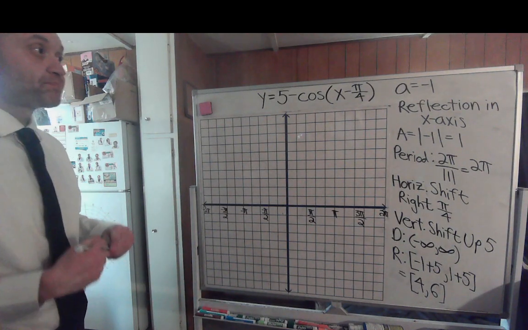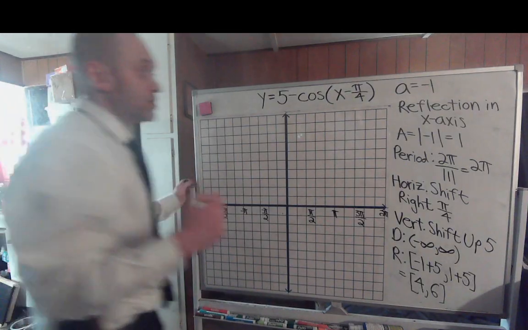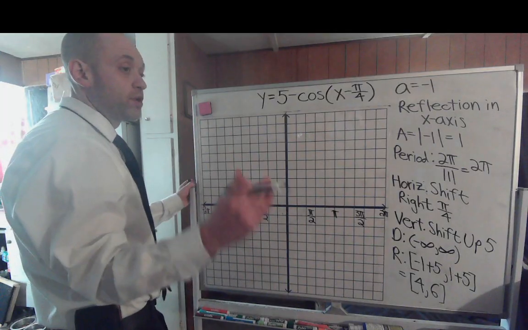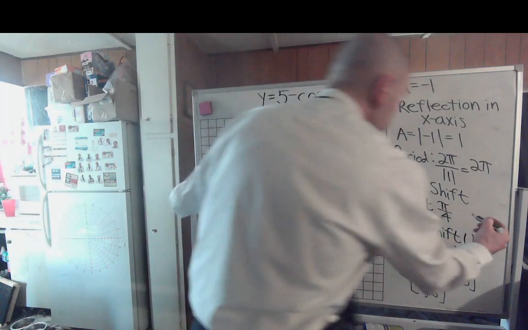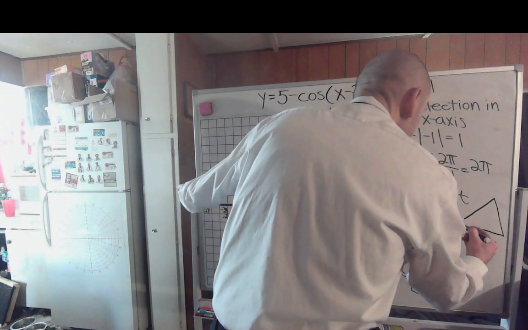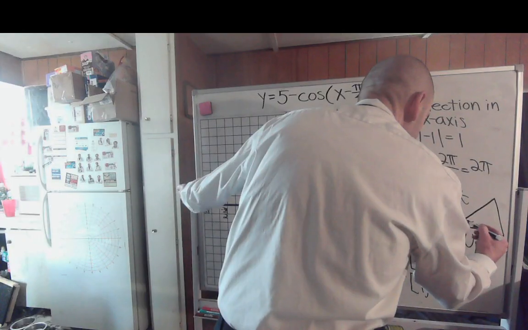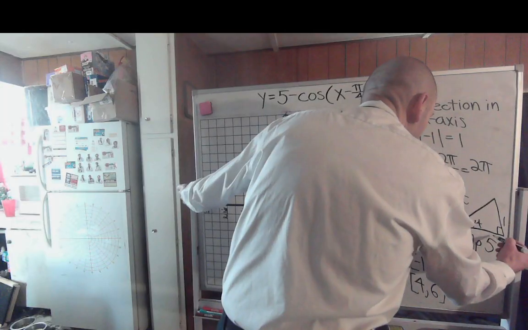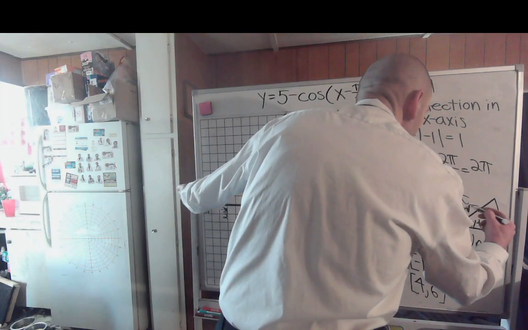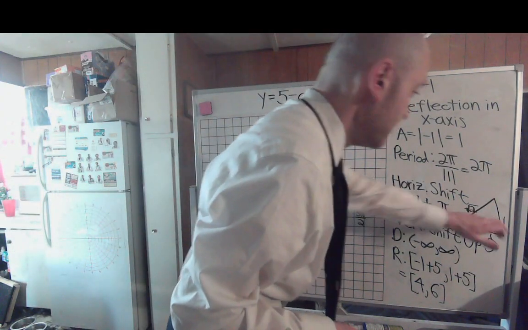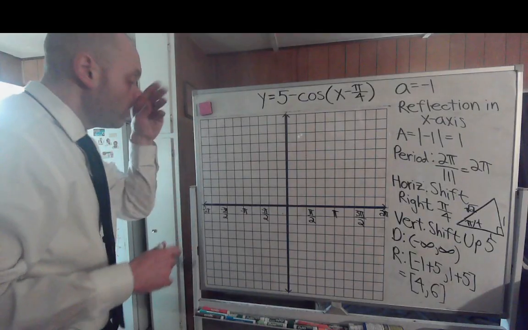I'm also going to suggest another thing. Since we're shifting everything pi over 4 units, draw yourself a 45, 45, 90 right triangle, because that's what pi over 4 is. That's a 45-degree angle, right? So 1, 1, square root of 2 right here. Now we have a nice 45, 45, 90 triangle to refer to.